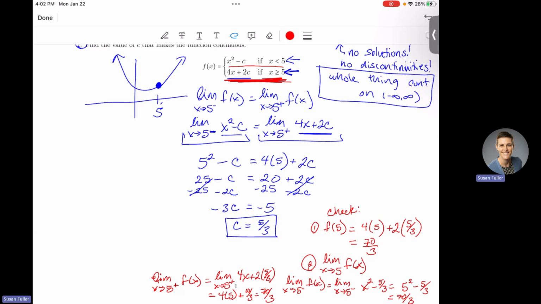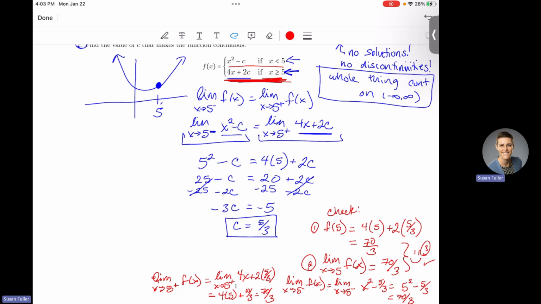Okay, so what is the two-sided limit? Does it exist? Yes, limit from the left was 70/3, limit from the right was 70/3. That means my two-sided limit is also 70/3. And the last thing on my checklist is, are these two equal? They are, and that is the third thing on my checklist. So we are, in fact, continuous at x equals 5.